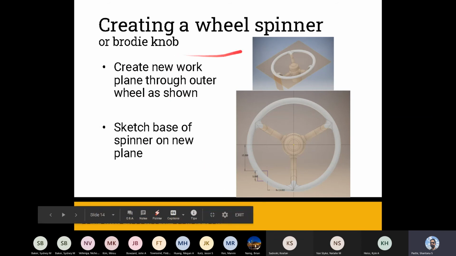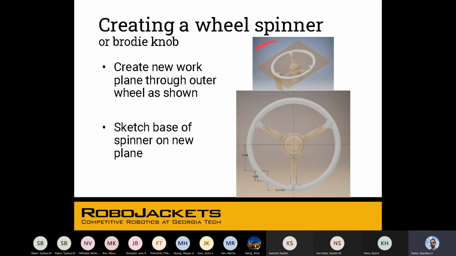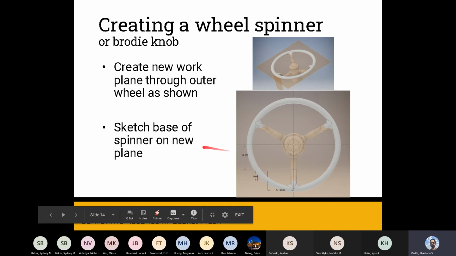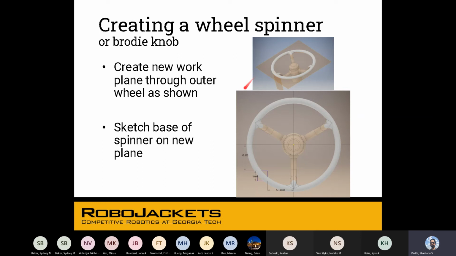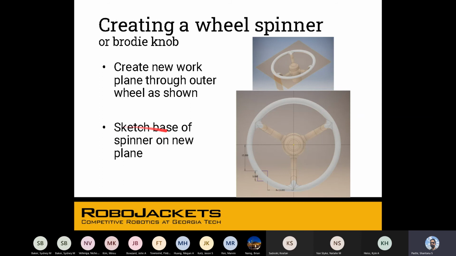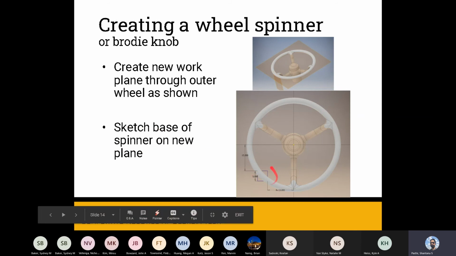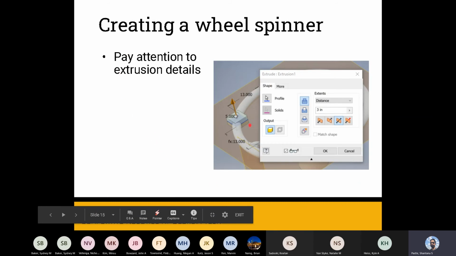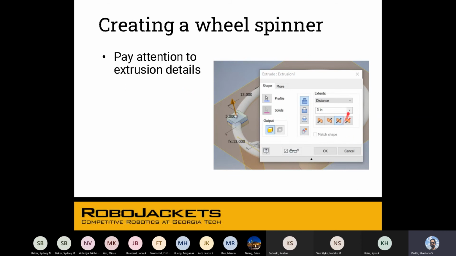And now creating a wheel spinner or a Brody knob. So that's the knob we saw earlier. Just create a new work plane on top of the wheel, just on the top surface. And sketch a base of a spinner on a new plane, something over here. Just this small square thing over here. And just pay attention to the extrusion details. It's extruding in both directions, and its total thickness will be 3 inches.